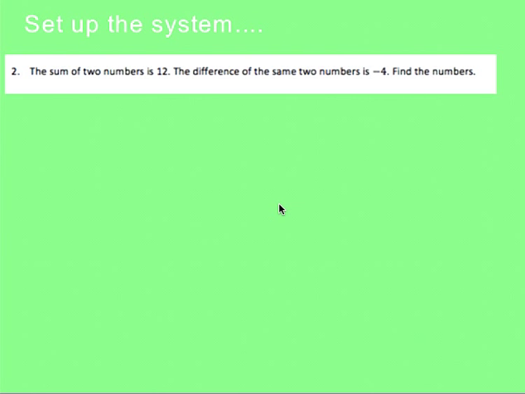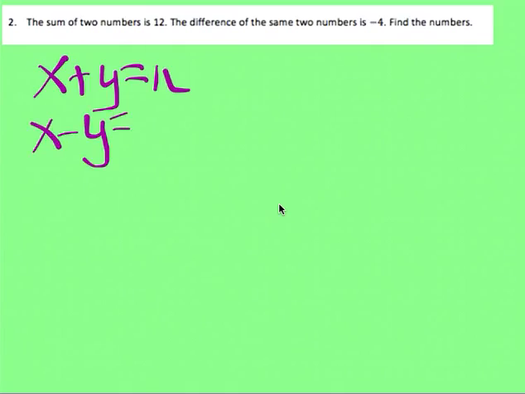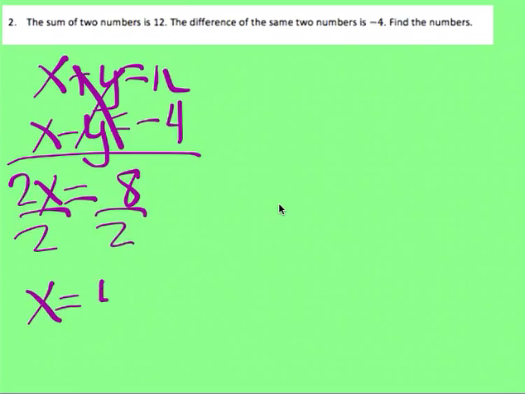Now, let's take a look at number 2. It says that the sum of 2 numbers is 12. That means when we add 2 numbers together, we get 12. The difference, remember that difference means subtraction, of those 2 numbers is equal to -4. Now let's add down the columns because I notice I have the same number with opposite signs on my y. Well, x plus x is 2x. My y's cancel. And 12 minus 4 gives me 8. Divide both sides by 2, and here I get that x is equal to 4.